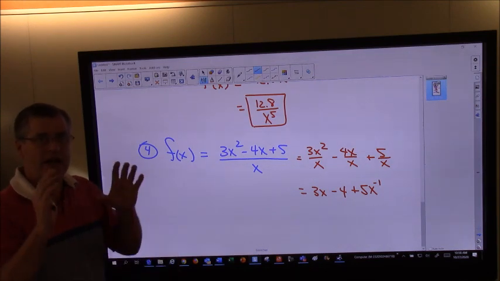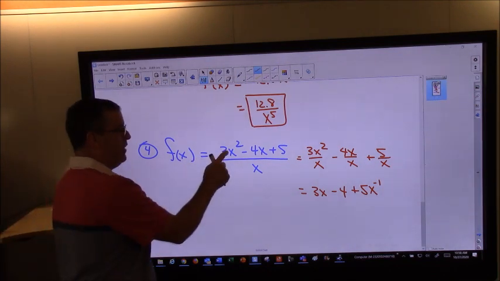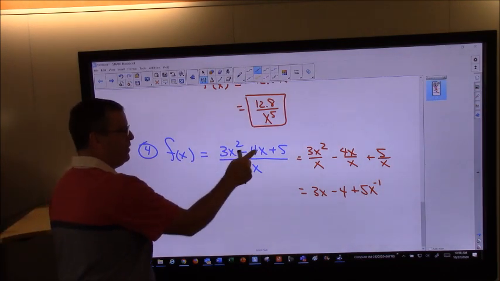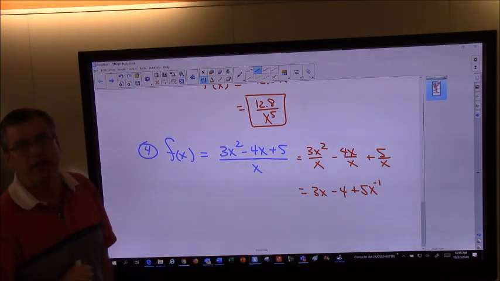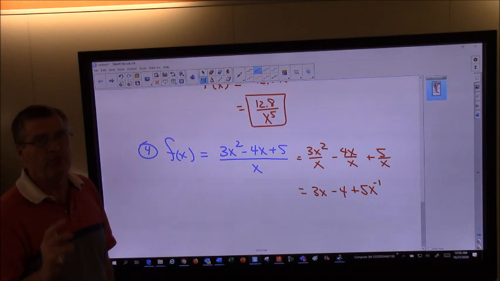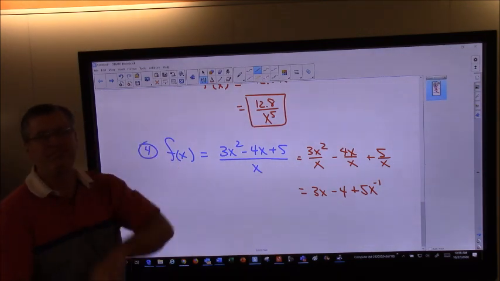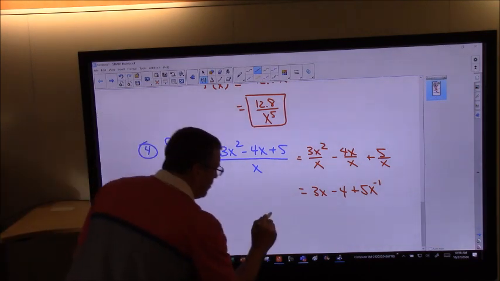Now again, I can't even imagine what this would be like if I had to plug in an x plus delta x here, here, and here, and then somehow simplify that. Pretty sure I could get through it, but I wouldn't be very excited about it, right? This is easy. So here's my derivative.